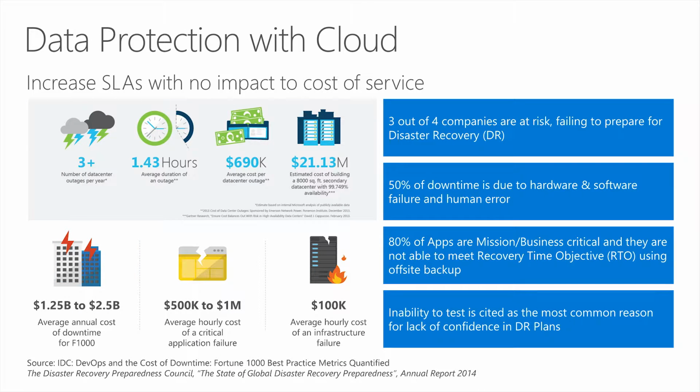3 out of 4 organizations are at risk by not properly planning for disaster recovery. We've also noted that most downtime is due to operational failures, as shown in the last slide, with over half of the downtime due to hardware and system failure, along with human errors. 80% of the apps that are considered mission critical are not yet able to meet the recovery time objectives using backup. Also, the inability to test is shown as the most common reason that organizations have a lack of confidence in their disaster recovery plans.